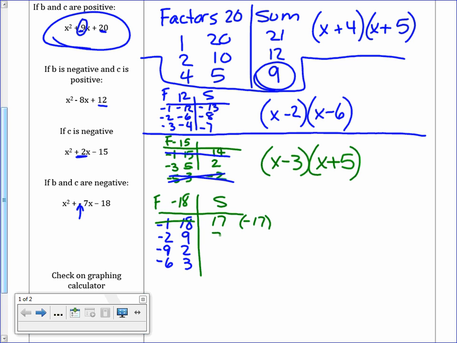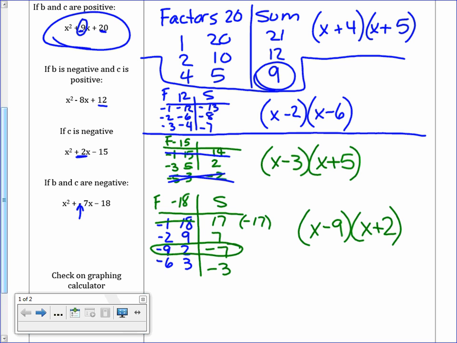-2 and 9 is a +7. -9 and 2, there's our -7. And -6 and 3 would be my -3. So this is the one that we want. So I would have x minus 9 and x plus 2. x minus 9 and x plus 2.